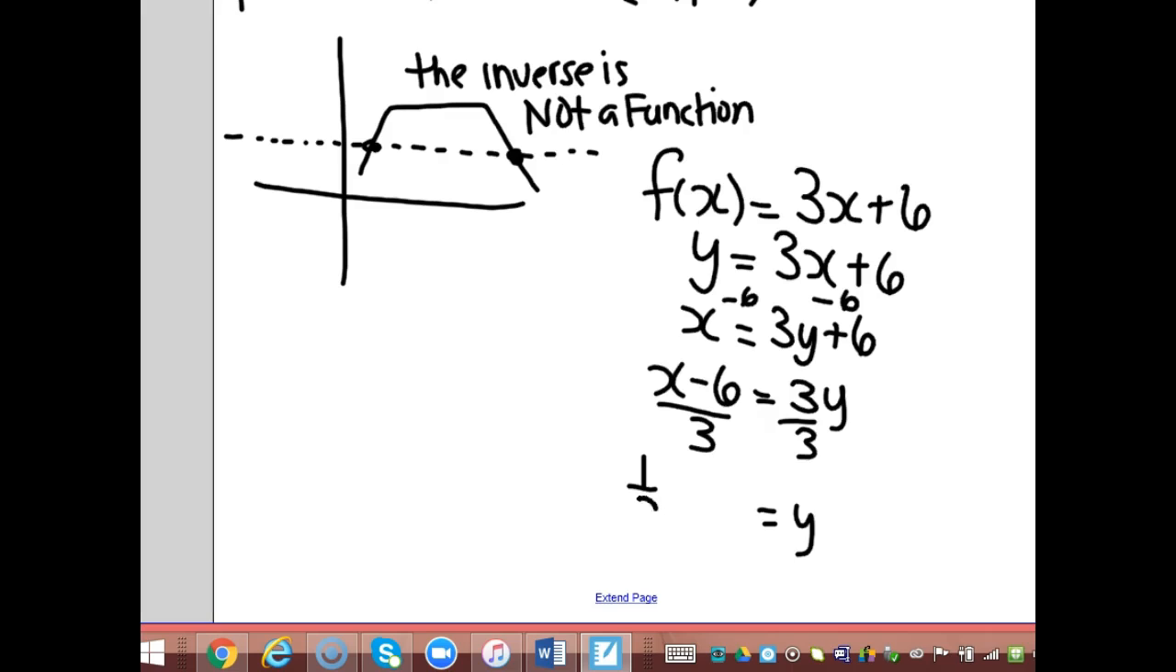So I would minus 6 over, so I have x minus 6 equals 3y, and then I divide by 3. And this would be 1/3 x, and minus 6 divided by 3 is a minus 2.